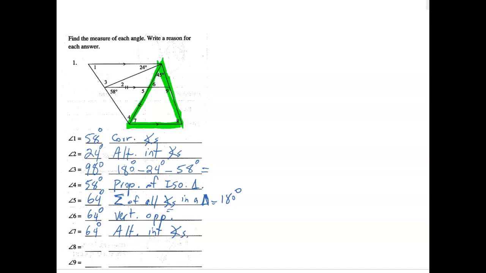Okay, so all the interior angles of this triangle equal 180: angle 45, plus angle 7, plus angle 8. Okay, and we already know that angle 7 is 64 degrees. We add 64 plus 45, that is 109. Take away from 180, that would be 71 degrees. I hope I did the math right. 71 degrees.